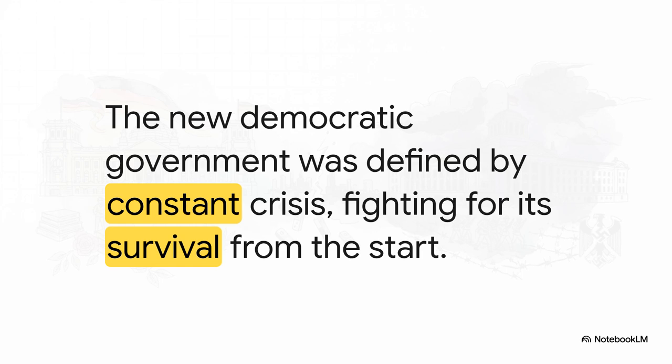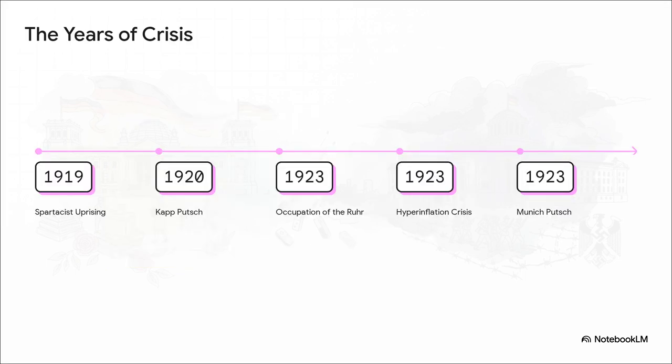This brand new democratic government was being attacked from all sides, right from day one. It was literally fighting for its life against enemies on the far left, enemies on the far right, and a totally catastrophic economic collapse. It was a perfect storm. Just look at this timeline. It perfectly shows the chaos.